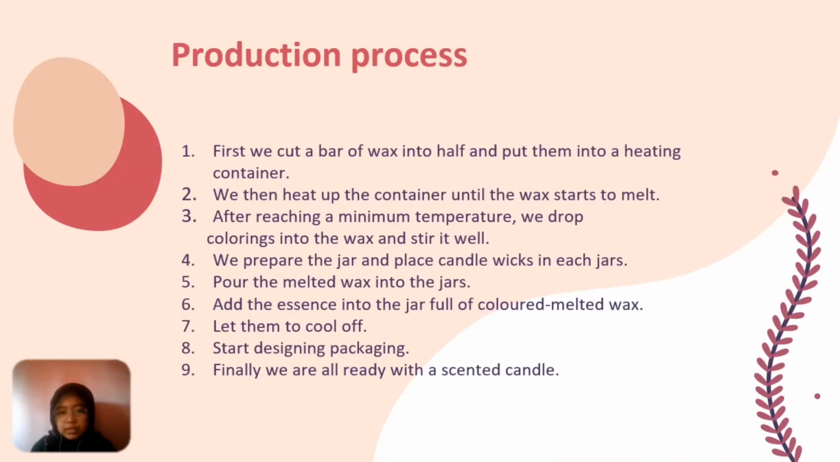Production process. First, we cut a bar of wax into half and put them into a heating container. We then heat up the container until the wax starts to melt. After reaching a minimum temperature, we drop colorings into the wax and stir it well. We prepare the jars and place candle wicks in each jar. Pour the melted wax into the jars, add the essence into the jar full of colored melted wax, let them cool off, start designing packaging, and finally we are ready with the scented candle.